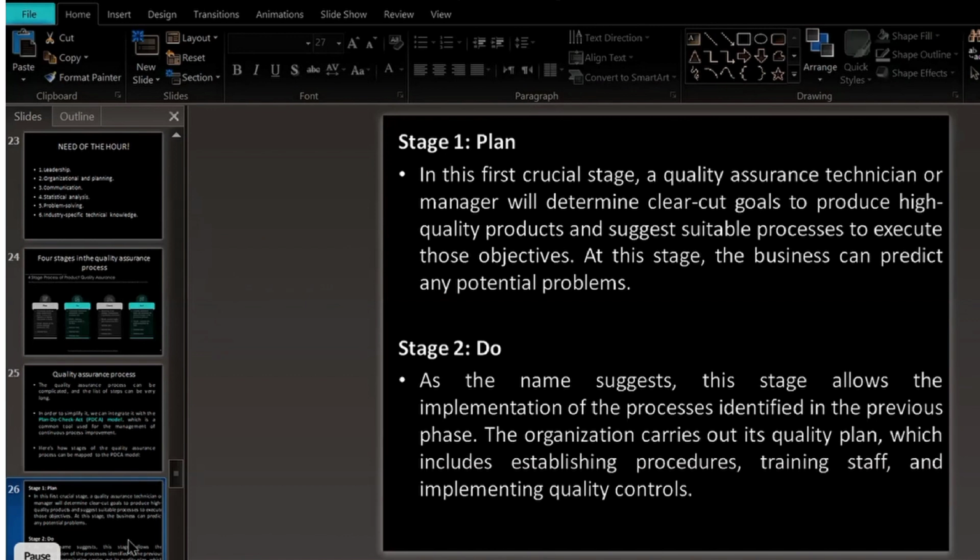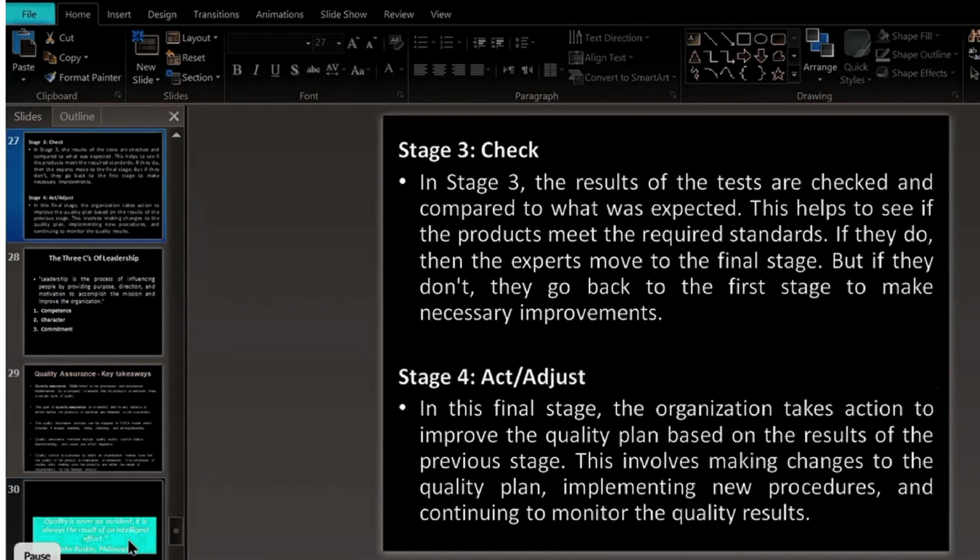Step 2, do. As the name suggests, this stage allows the implementation of the processes identified in the previous phase. The organization carries out its quality plan, which include establishing procedures, number 1. Number 2, training staff. Number 3, implementing quality controls.